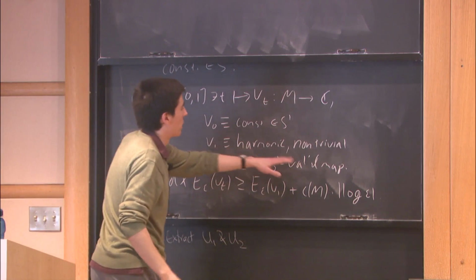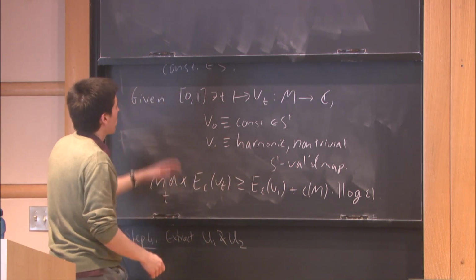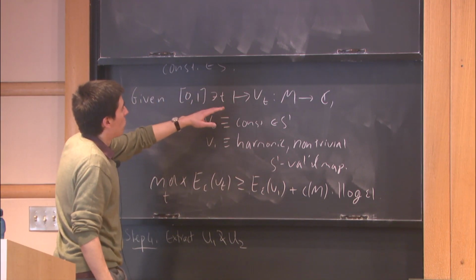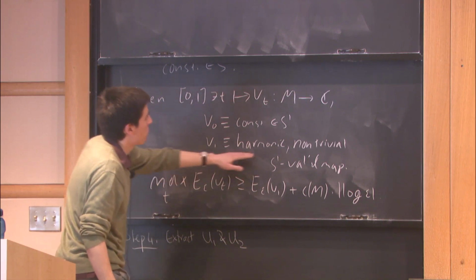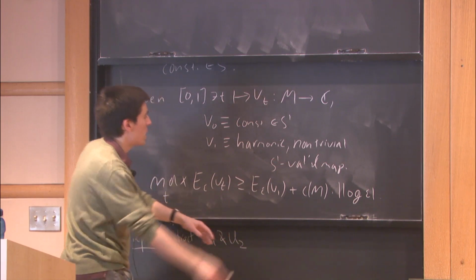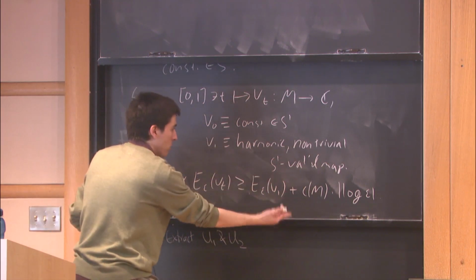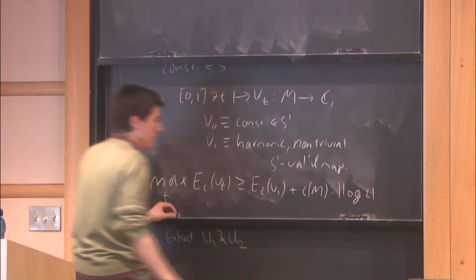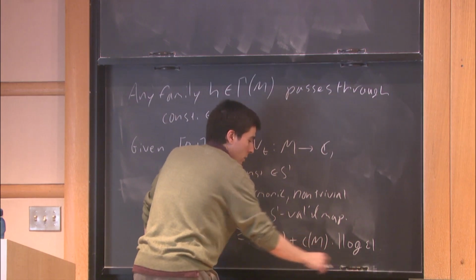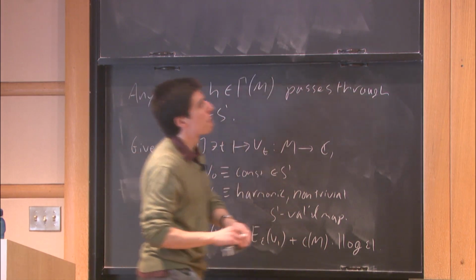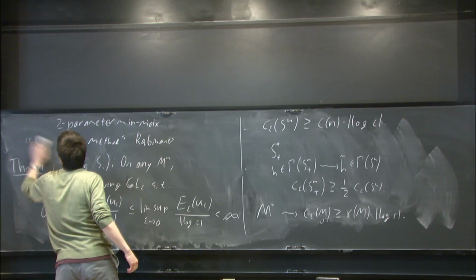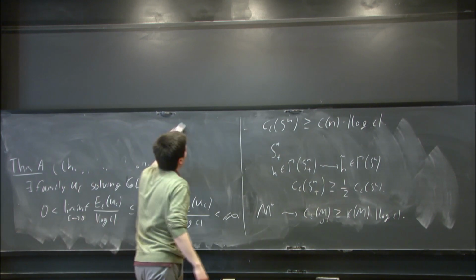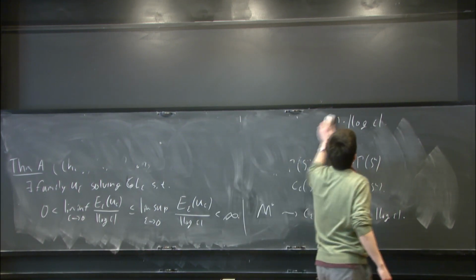Okay? So then morally, this is telling us that we can't expect our min-max solutions to look like these harmonic S1 valued maps, because if we approach our min-max guy, if it's given by this harmonic S1 valued map, then before we reach it, we have to pass through something with still larger energy. Okay? So that's the rough idea. So how can we accomplish this in practice?